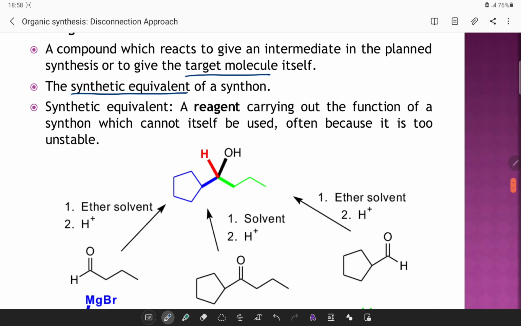What is the synthetic equivalent? It is a reagent carrying out the function of a synthon which cannot itself be used, often because it is too unstable. We have already seen that synthons are intermediate species which cannot be commercially available to us. Instead, we convert the synthons into the respective synthetic equivalents, and these synthetic equivalents, which are also called reagents, can be utilized to get the target molecule.